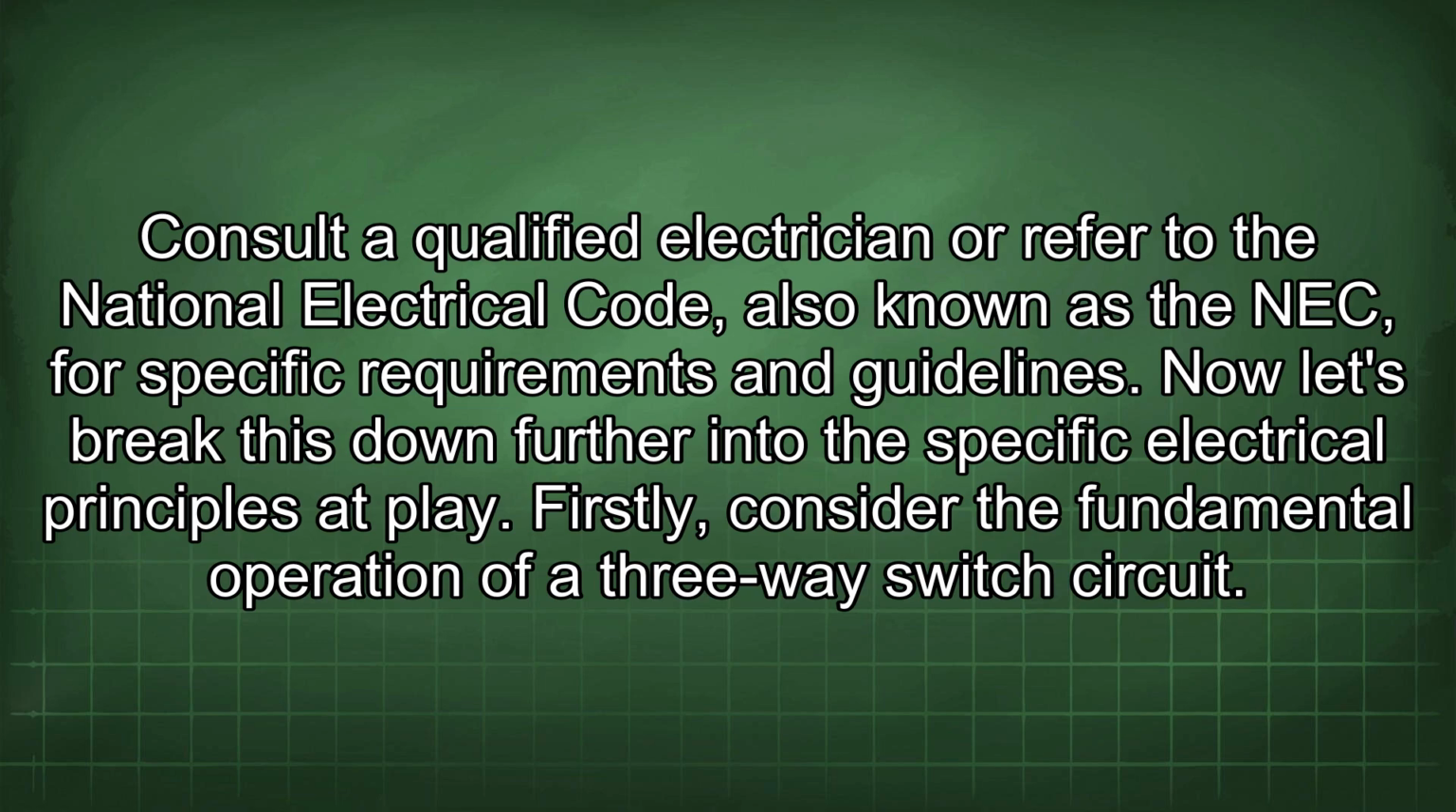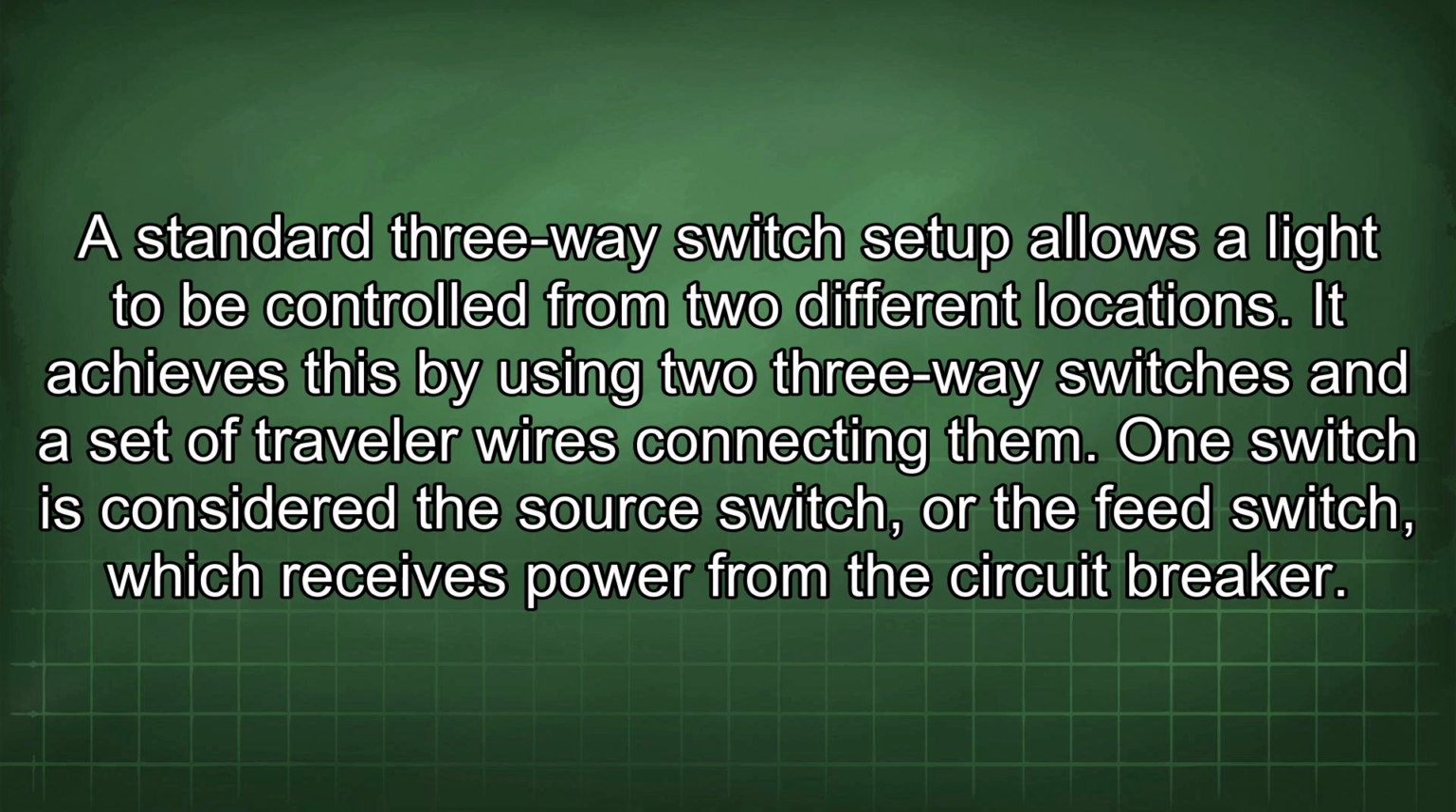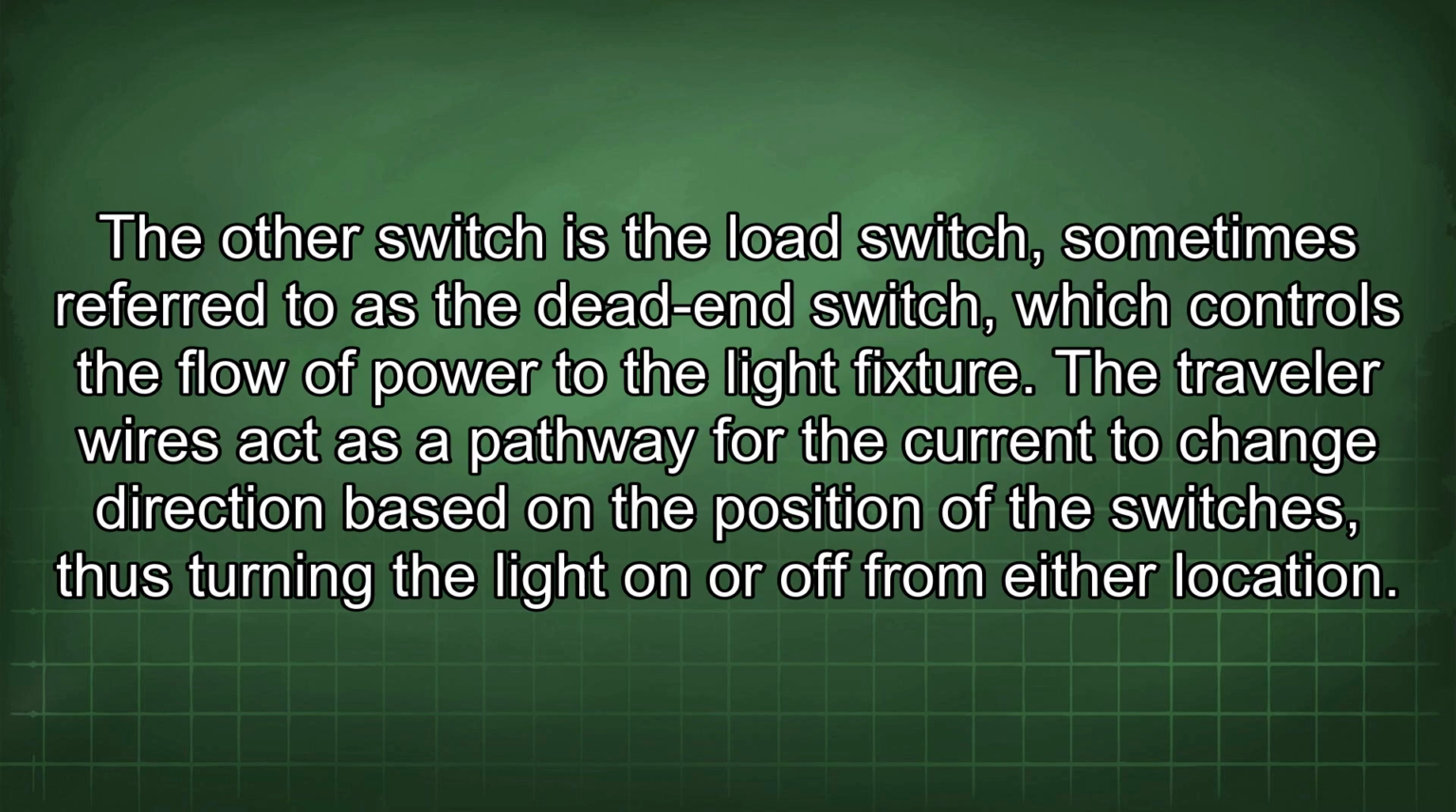Firstly, consider the fundamental operation of a three-way switch circuit. A standard three-way switch setup allows a light to be controlled from two different locations. It achieves this by using two three-way switches and a set of traveler wires connecting them. One switch is considered the source switch, or the feed switch, which receives power from the circuit breaker. The other switch is the load switch, sometimes referred to as the dead-end switch, which controls the flow of power to the light fixture. The traveler wires act as a pathway for the current to change direction based on the position of the switches, thus turning the light on or off from either location.